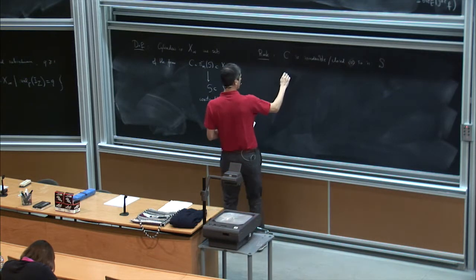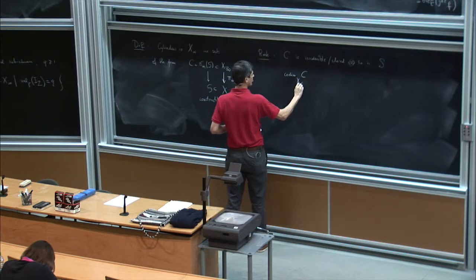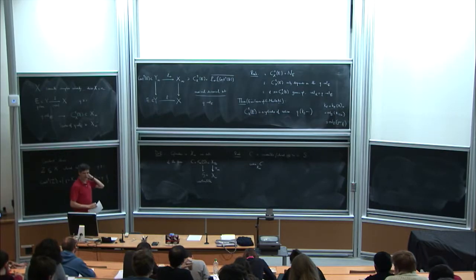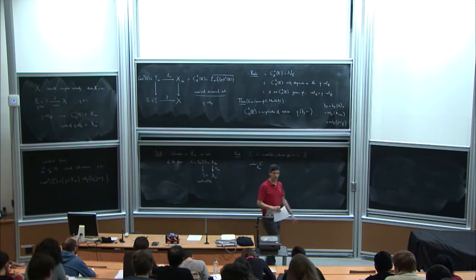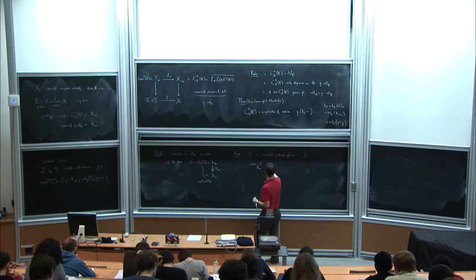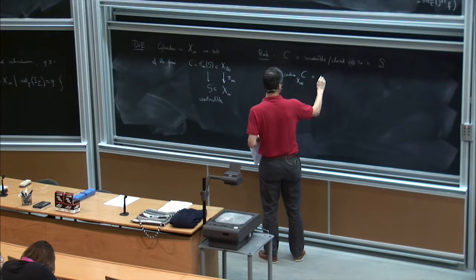And the codimension of C inside X infinity, so how do you define a codimension? Well, I really want to think about the topological codimension, so it's the largest length of a chain of closed irreducible sets from C all the way to X infinity. So, that's the same thing as the Krull dimension of the local ring.